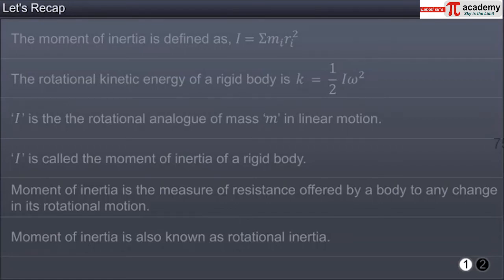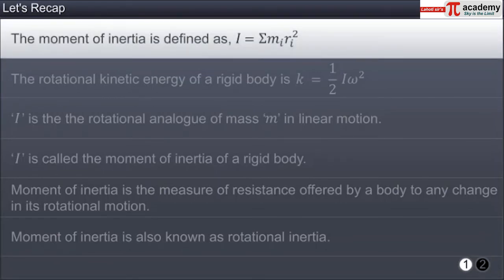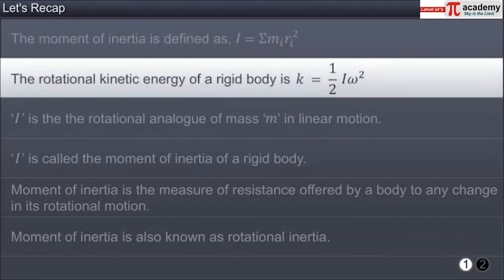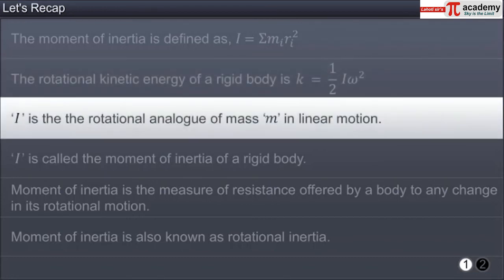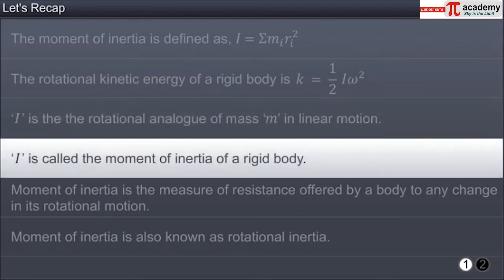You have now reached the end of this module. In this module, you learned that the moment of inertia is defined as I is equal to sigma m_i r_i squared. The rotational kinetic energy of a rigid body is K is equal to half I omega squared. I is the rotational analog of mass m in linear motion.